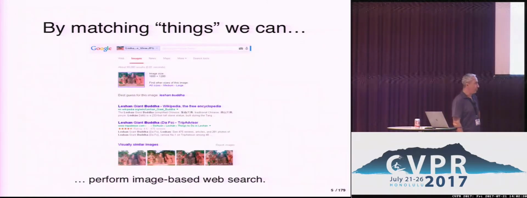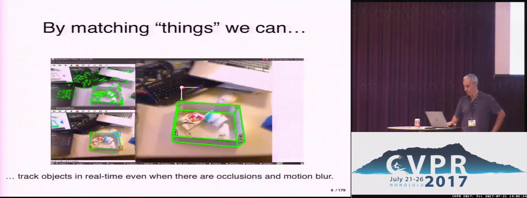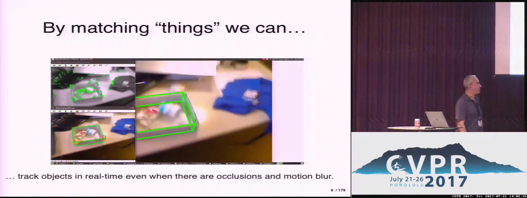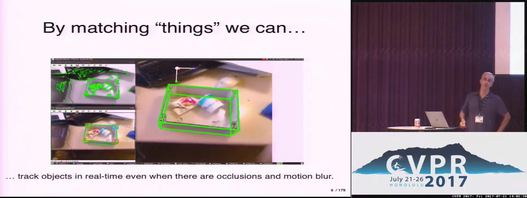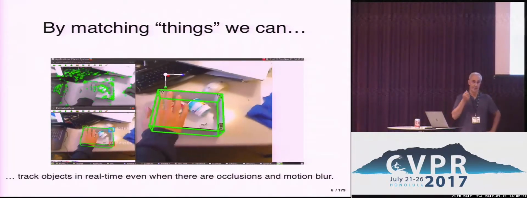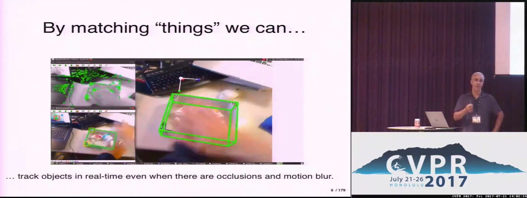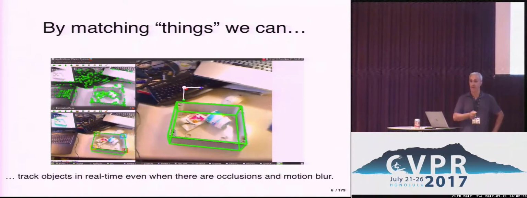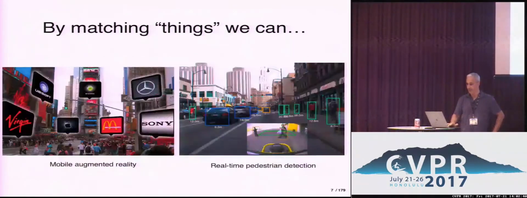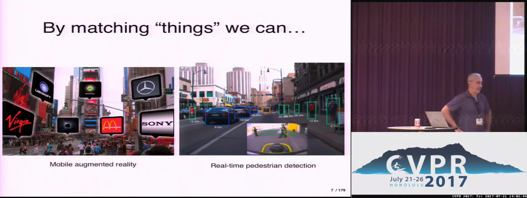You can also do image-based search, and you can do tracking, which is one of the big applications. The advantage of doing this using these local features is that this tends to be very robust to occlusions. If you lose a few, no big deal. You can still do it. And that's why they are used in things like augmented reality and people detection.